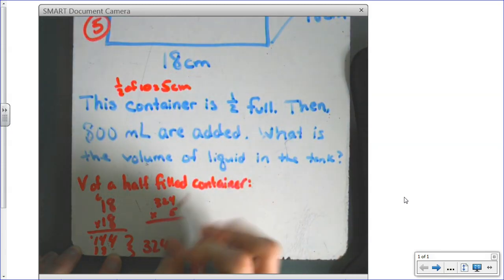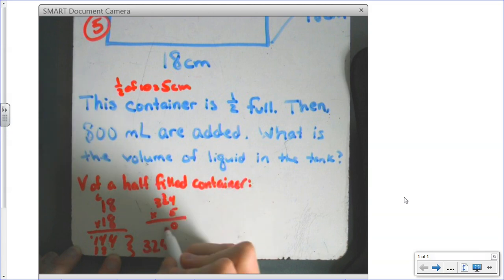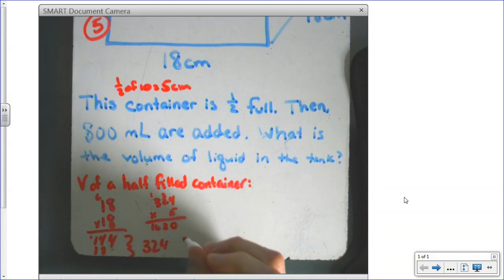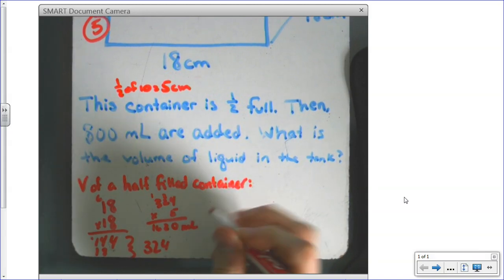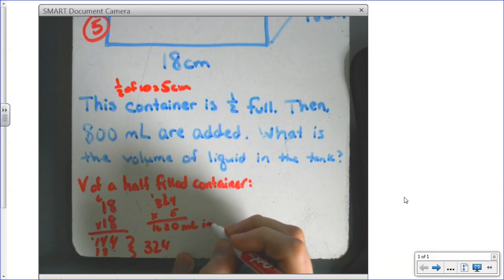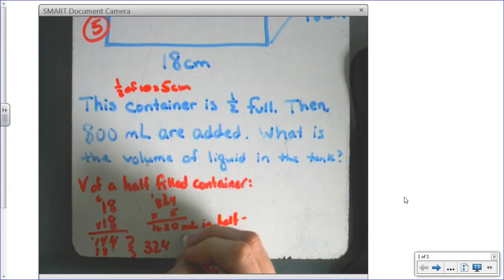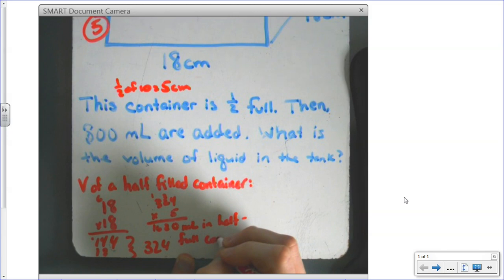I'm going to take that 324, because that's 18 times 18, and multiply by 5, which is my height. So I get 20, I get 12, I get 16. So I get 1,620 milliliters in the container when it's only halfway full. So in the half full container.